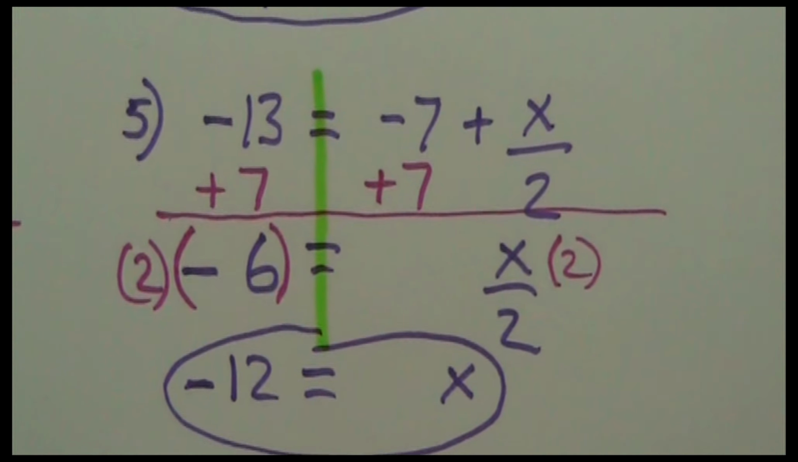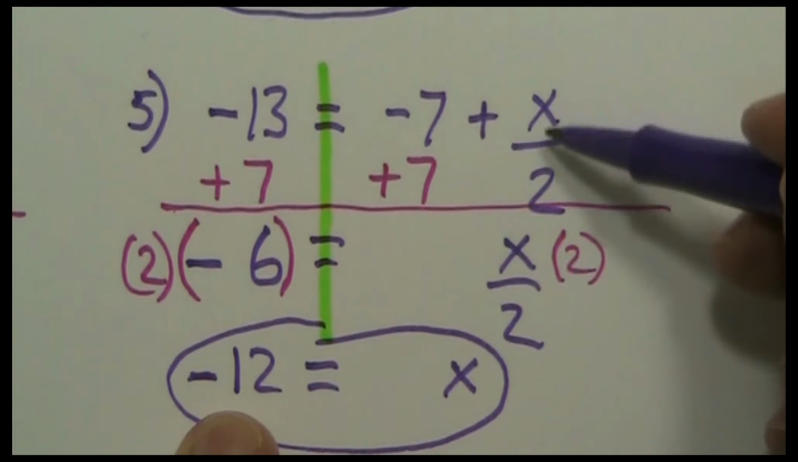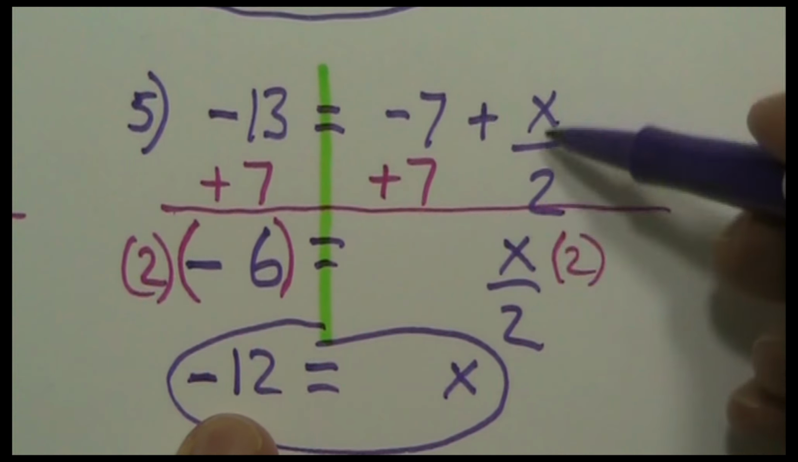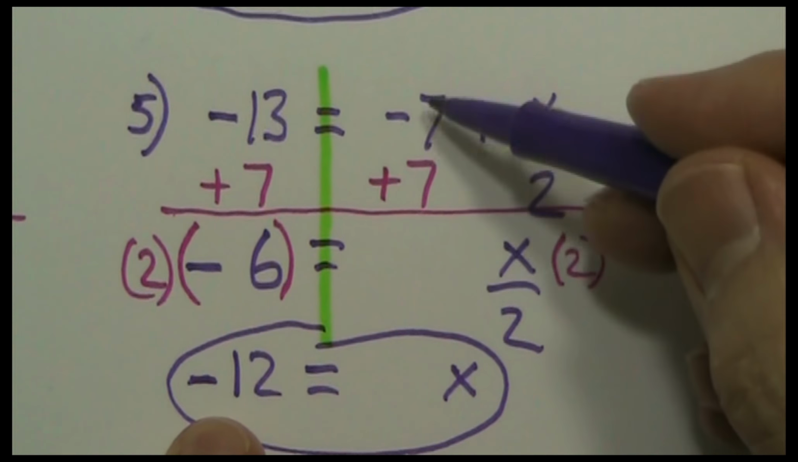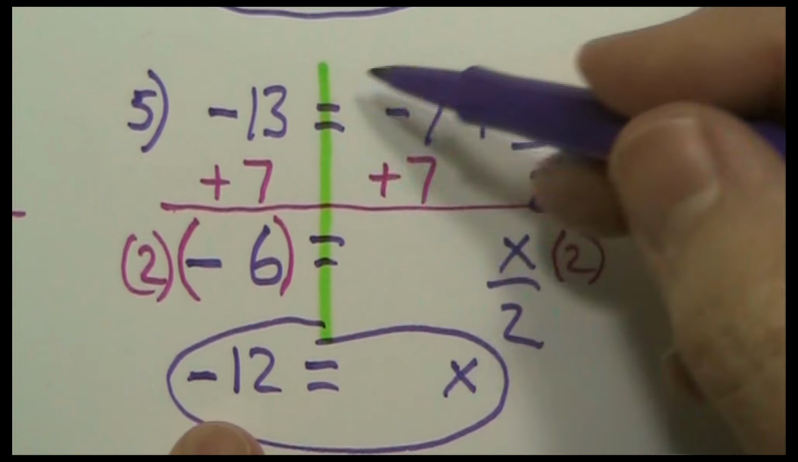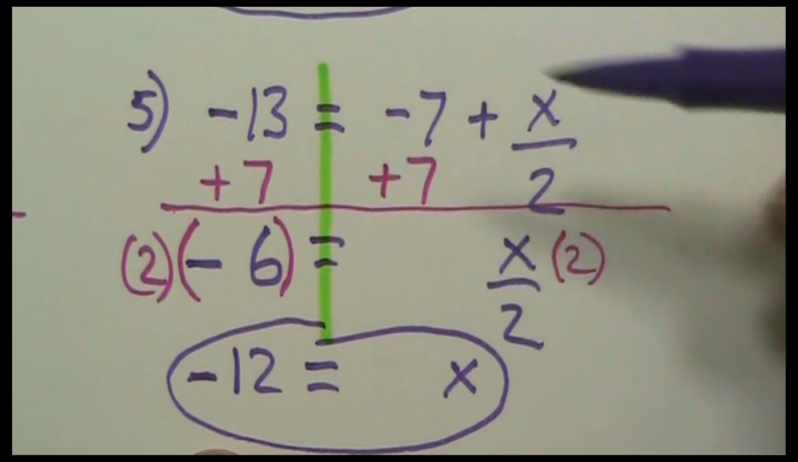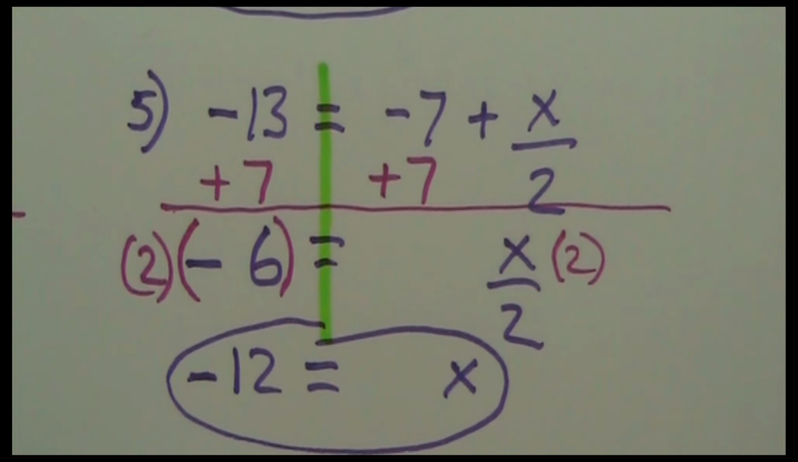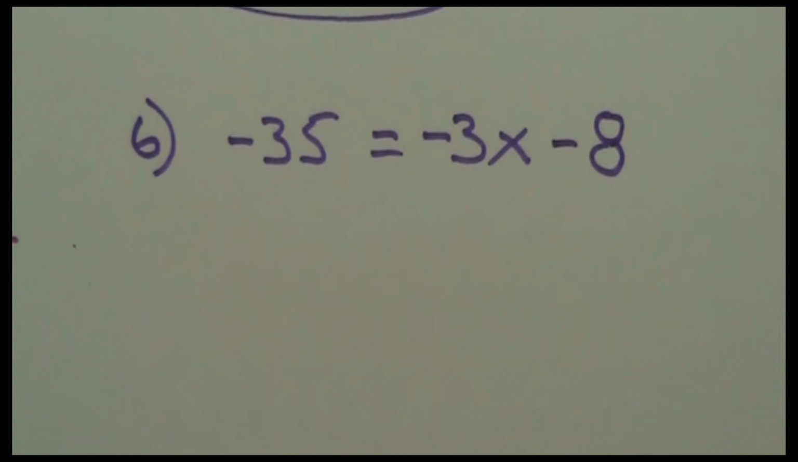And by the way, if I plug this back in here, negative 12, 12 divided by 2 is 6. So it's negative 6. Negative 6 and negative 7 is negative 13. It works. Okay, number 6, the last one.